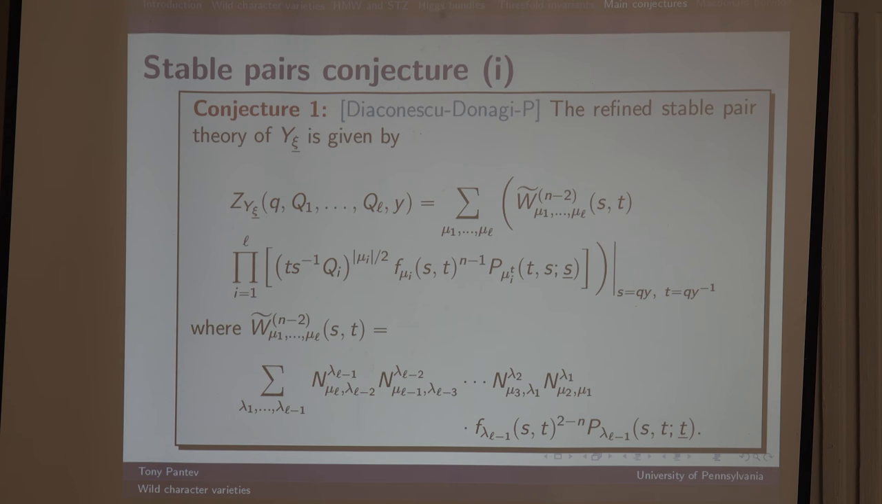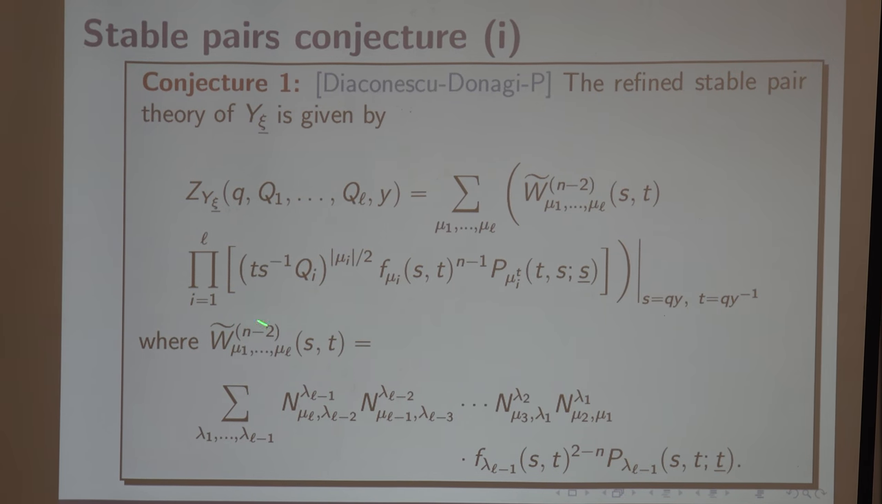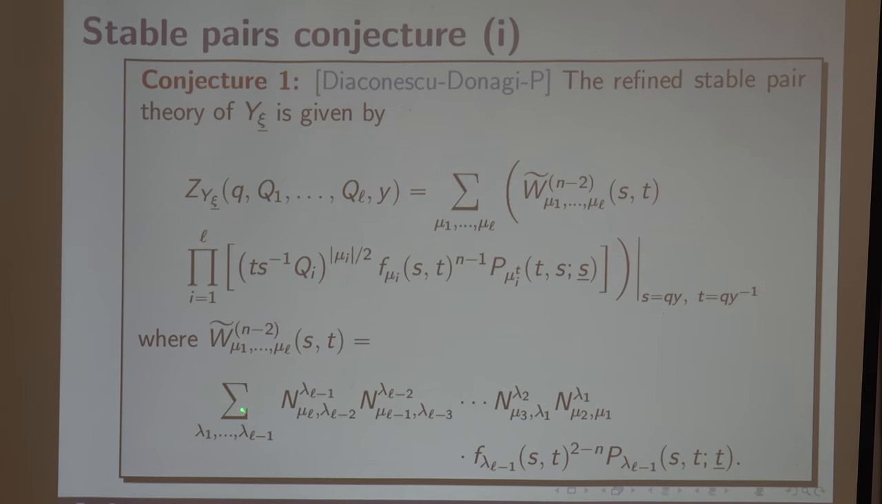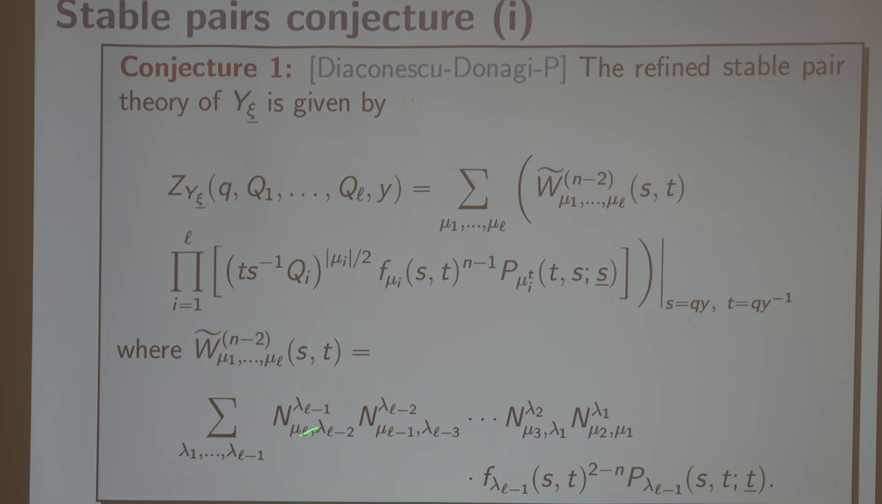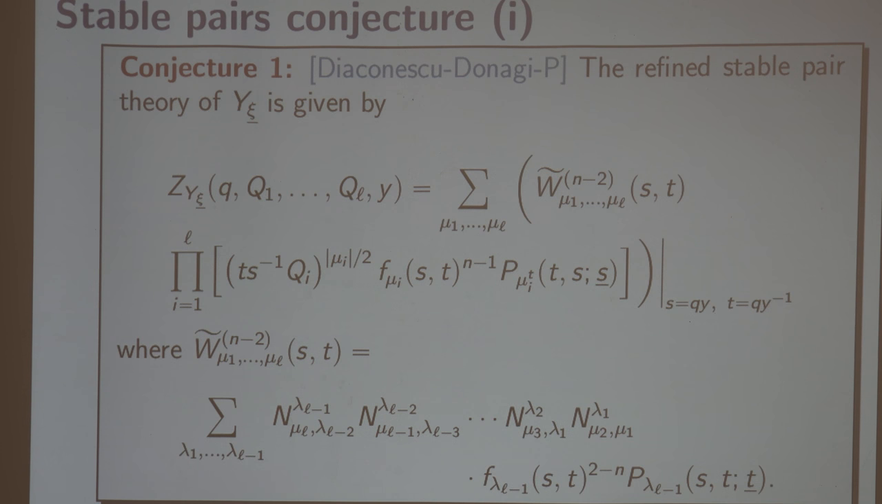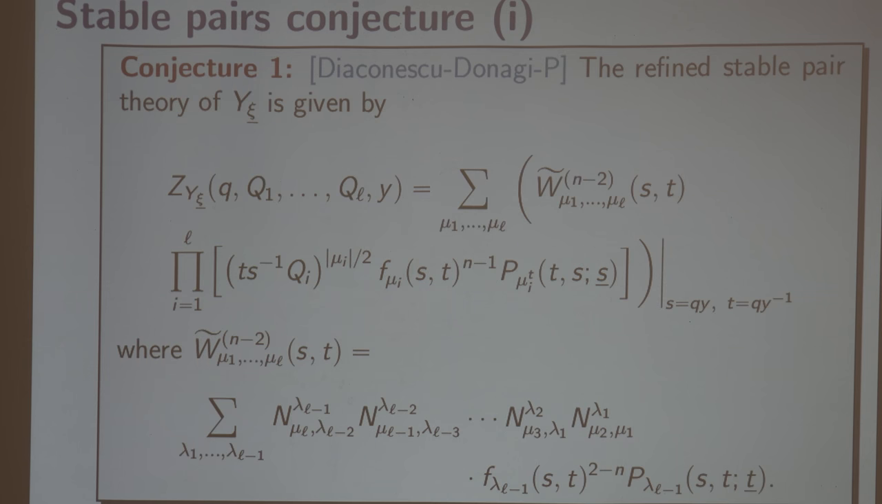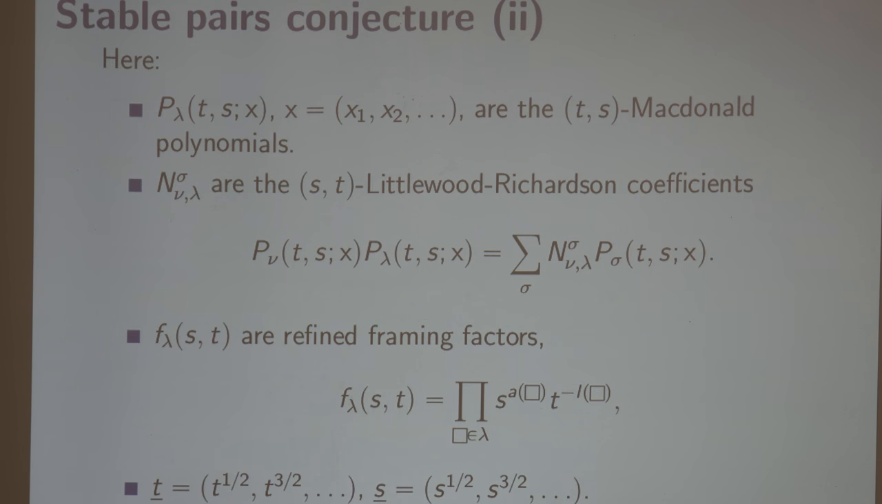Okay, so here is the formula. You don't even want to look at it. So there are some explicit polynomials. These W's are written in terms of Littlewood-Richardson coefficients. The P's are the ordinary non-modified Macdonald polynomials. The F's are just monomial factors, framing factors corresponding to the Young diagrams. That's it. It is a formula. It gives you the partition function explicitly.